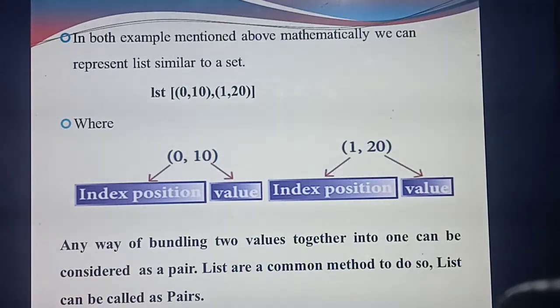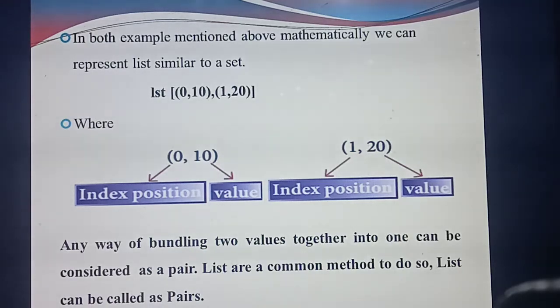What's the meaning of that? See the definition. This is called a pair. This is a very, very important 2-mark question: define pair. Any way of bundling two values together is called a pair. How many values are you bundling here? 2. What are they? Index value and the element value. You are bundling them into a single bracket. That is called a pair.